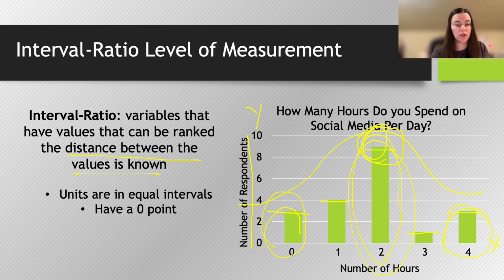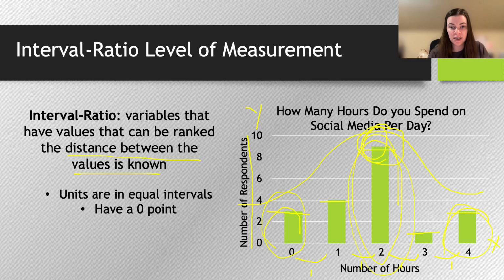Also, what's important to note on our x-axis here, what we're discussing about the distance between the values being known, is that each interval here is a difference of 1 hour, and it's equal between each of these as well. So the difference between someone who is spending 0 hours per day and 1 hour per day is 1 hour. Same when we go from 1 hour a day to 2 hours a day. It's still a difference of 1 hour.